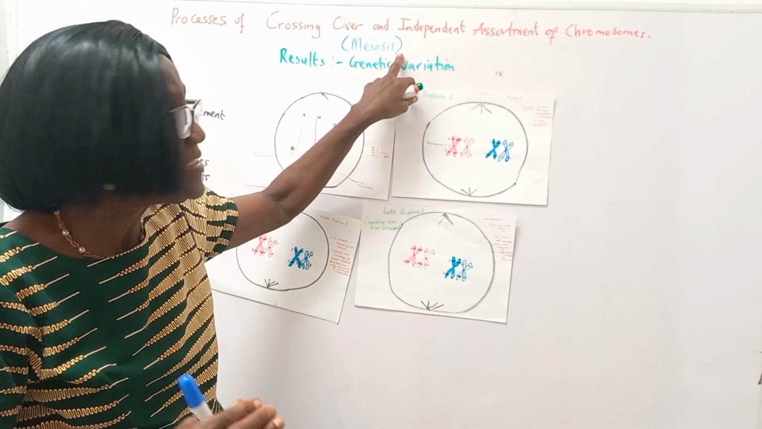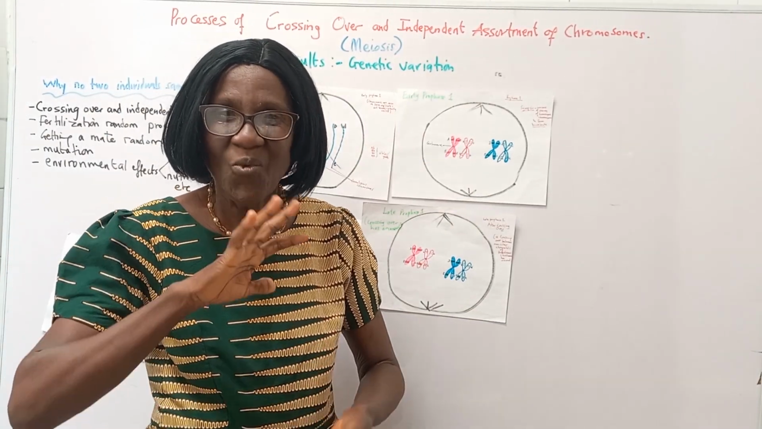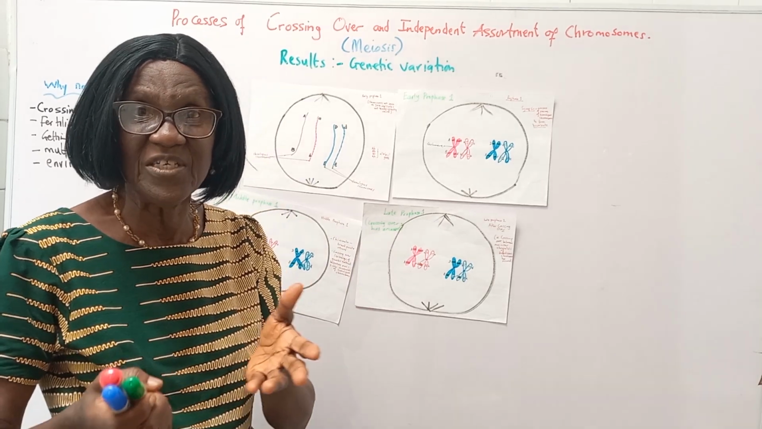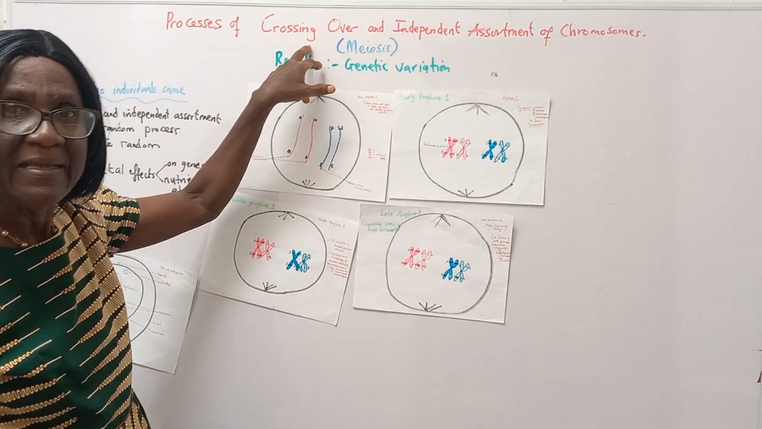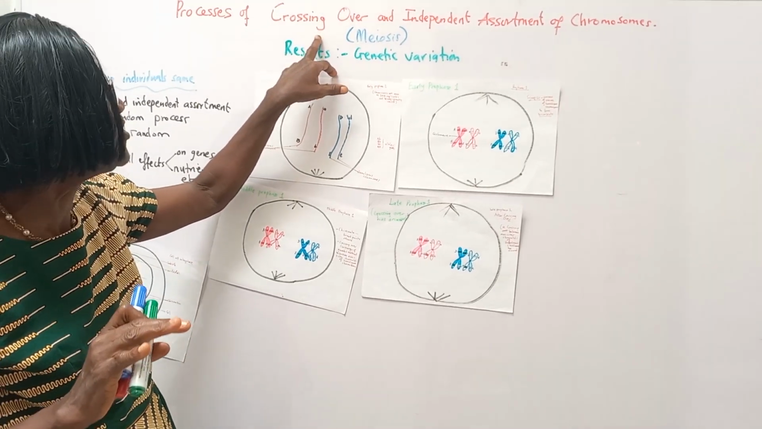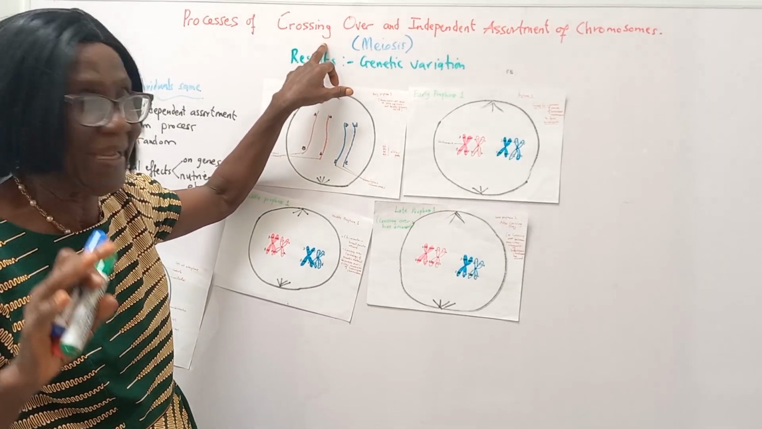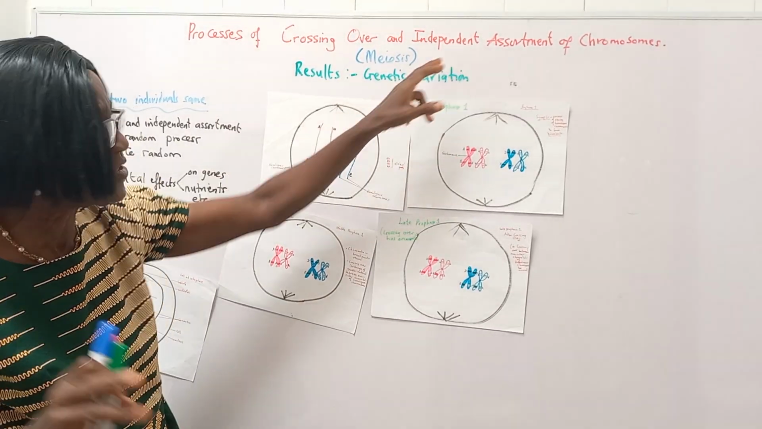You have one body cell and it produces 4 different types of cells with different combinations of genes. And when crossing over comes in, then the number of different combinations of genes becomes big. And this process we are going to show today shows it.